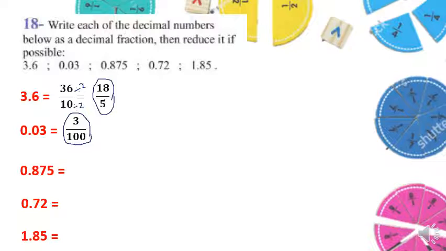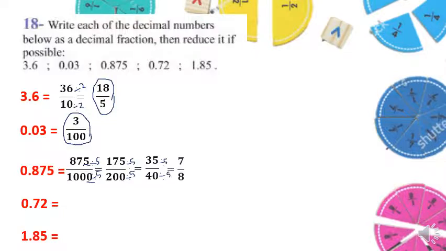Let's move to the next one, which is 0.875. Write it as a decimal fraction. It's 875 over 1000. Now look, this numerator and denominator, they end with 0 or 5, so they both are divisible by 5. If you divide them by 5, you will get 175 over 200. They are also divisible by 5, so divide them by 5 because I have to find the simplest form. So if you divide them by 5, you will get 35 over 40. Now let's look again. They are also divisible by 5, so if you divide the numerator and the denominator also by 5, you will get 7 over 8. Now 7 over 8 is the simplest form.